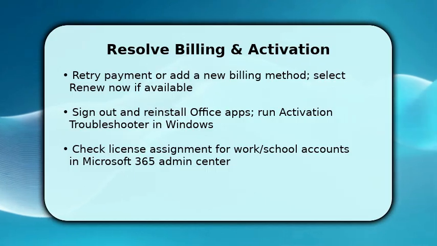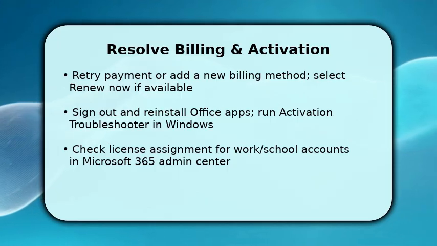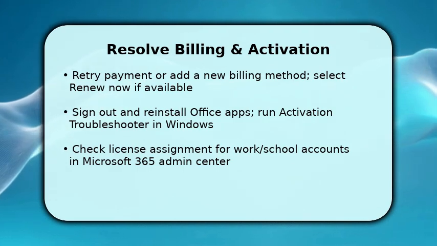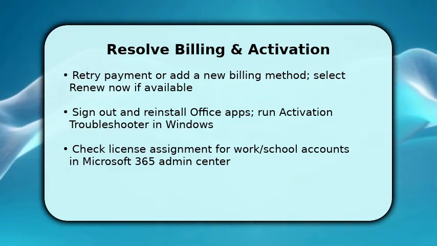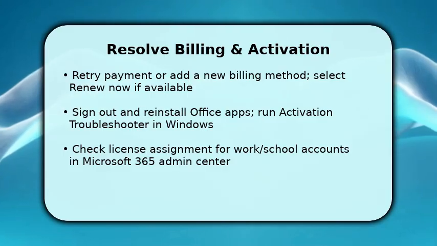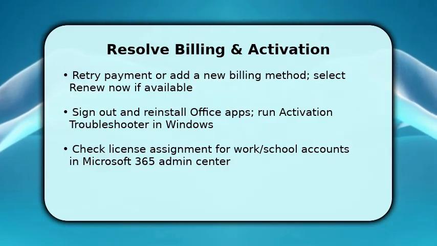On Windows, run the Microsoft Support and Recovery Assistant or Activation Troubleshooter to sweep config issues. For organizational subscriptions, make sure the license is assigned in the Microsoft 365 Admin Center. These steps fix most mid-process failures and clarify whether the problem is billing or activation.